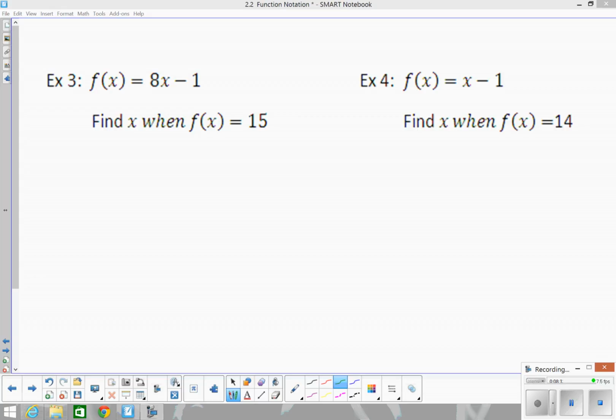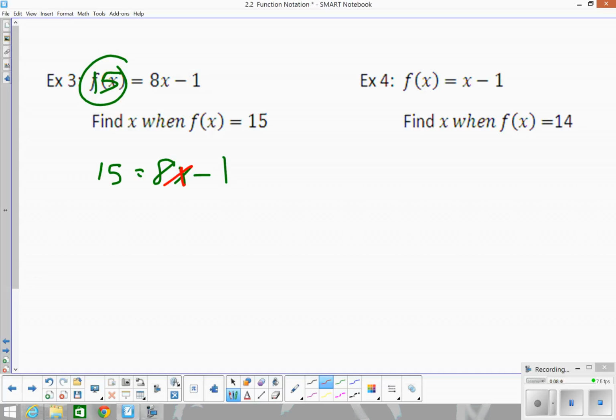Okay, same thing here. It's just rewritten a different way. So this is still saying find x when f of x equals 15. So if f of x equals 15, I'm saying that whole side equals 15. To rewrite that, you're saying 15 equals 8x minus 1. Now when I'm giving you f of x, you're always going to end up solving the equation, so you're going to have to move things to both sides. In this case, I need to add 1 to both sides. I'm left with 16 equals 8x.